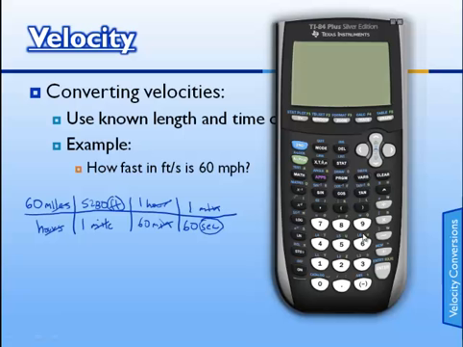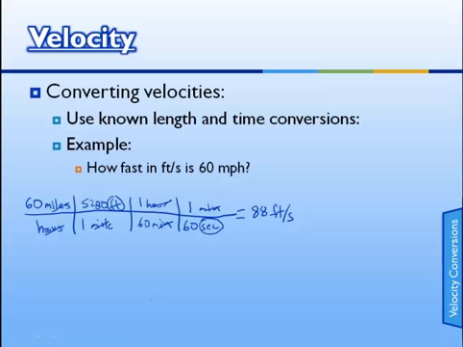And now we can calculate that easily enough. 60 times 5,280 divided by 60 divided by 60. Notice that is exactly 88 feet per second. So 60 miles per hour is exactly 88 feet per second, which is pretty close to 90 feet per second.